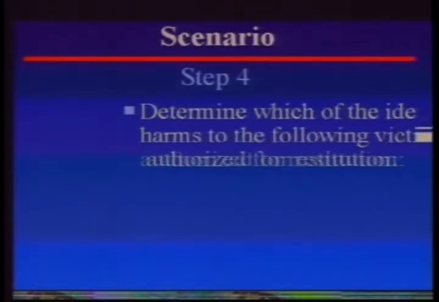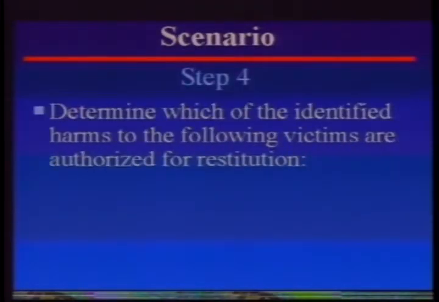Okay, now that being the case, let's go to our final scenario step, step 4, and see what the outcome would be. Determine which of the identified harms to the following victims are authorized for restitution. The bank. Now we've identified some harms to the bank. So which of those harms are going to be compensable? Anyone want to tell us, looking at the various harms we've identified that were suffered by the bank, which ones will be compensable?